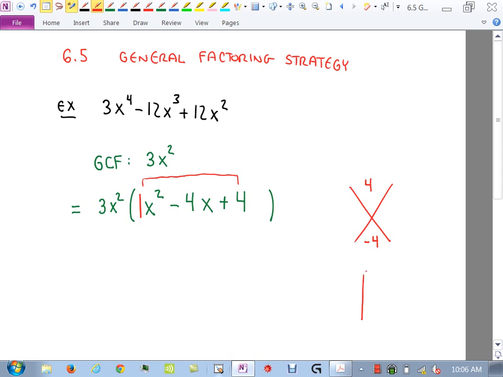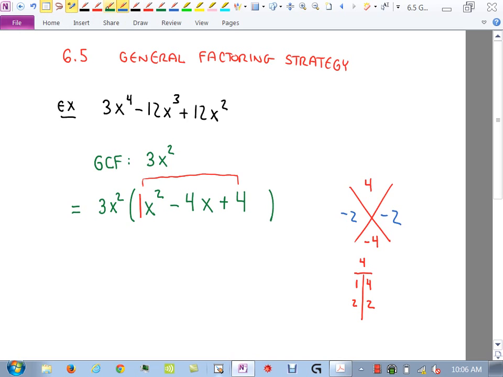So let's put together our little factors of 4. I have 1 and 4 and what? 2 and 2. Those are the only factors of 4, right? 1 and 4, 2 and 2. How can I get negative 4 out of these? The 2's, right? But I need to make them both negative. So negative 2, negative 2. Just double check it real quick. It works, right? That works.